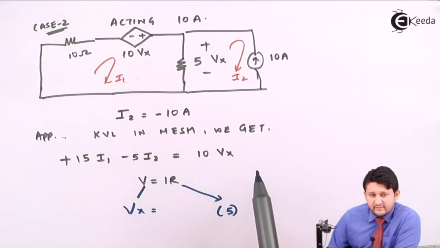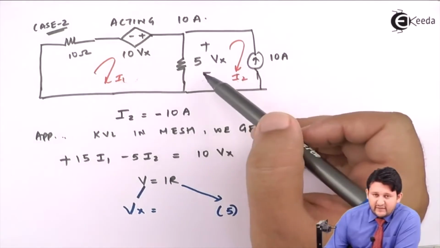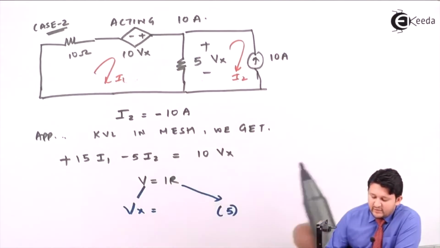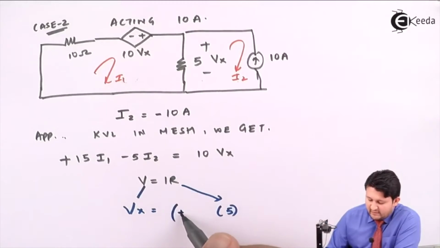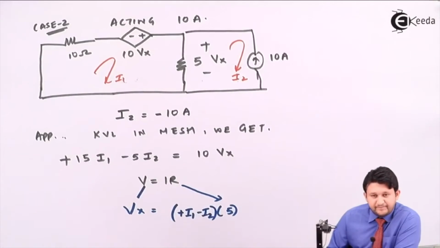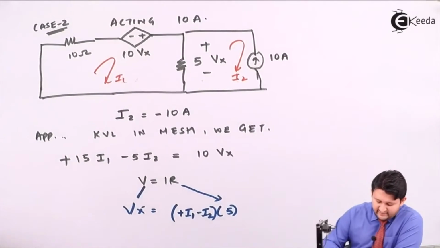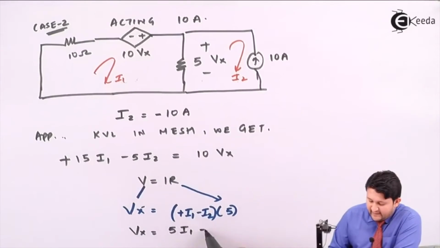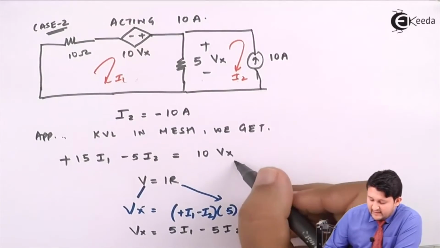How to write the equation? Observe the sign convention carefully. I1 is entering into positive and I2 is entering into negative. So use that convention to write plus I1 minus I2. That will be your condition for Vx. So Vx will be 5I1 minus 5I2. So put the value of Vx in the above equation.